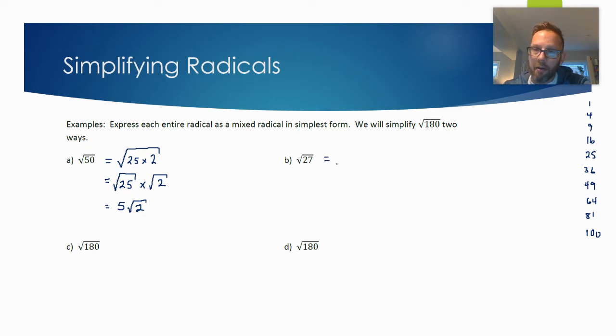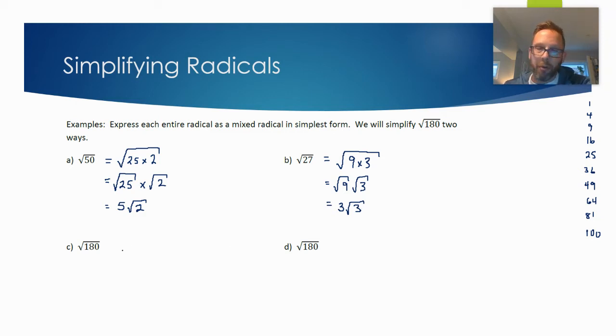If you said 9, good job. So this is the root of 9 times 3. 27 is 9 times 3. And then we use our rule from earlier to simplify. This is the root of 9 times the root of 3. And the root of 9 is 3. So the root of 27 is exactly the same as 3 times the square root of 3. So pretty cool. And with the mixed radical, the numbers are smaller, easier to work with.